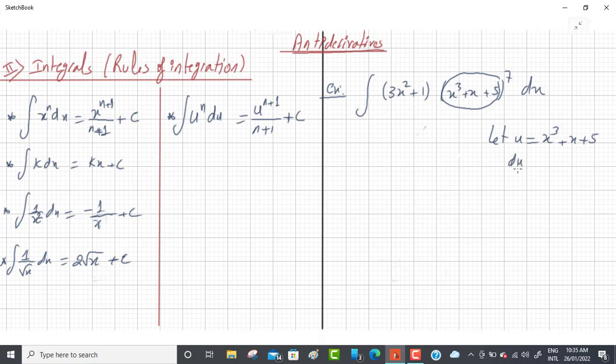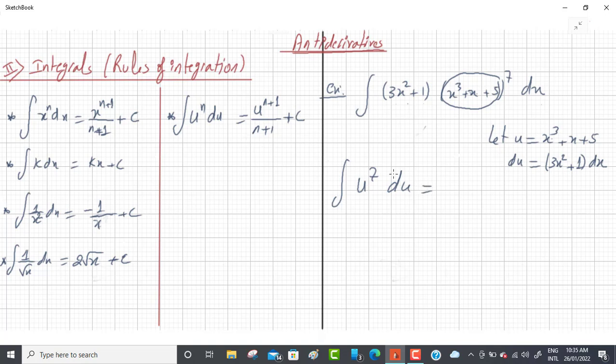du, some teachers write it as u prime. du is the derivative of u. The derivative of x cubed is 3x squared. The derivative of x is 1, and you add dx. So the integral is going to be, this factor is u power 7, and (3x squared plus 1) dx is du according to this identity.